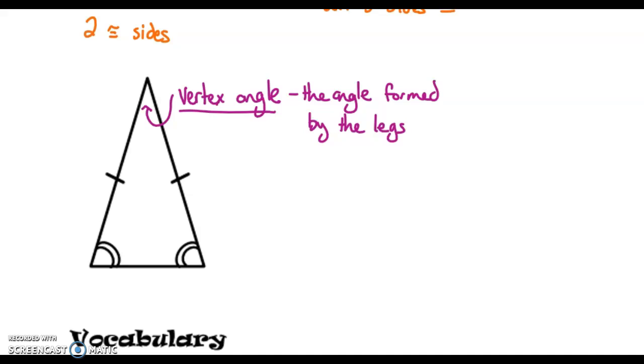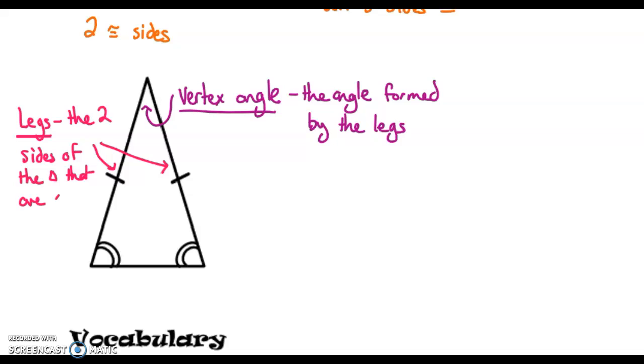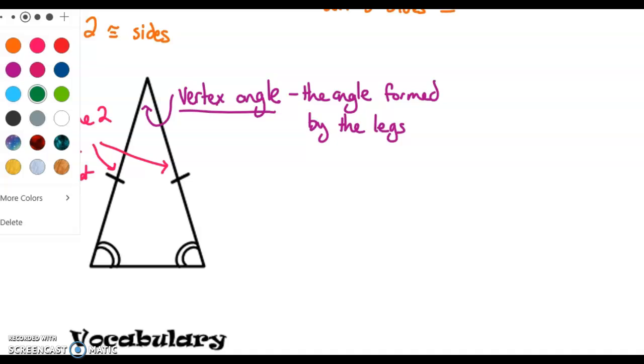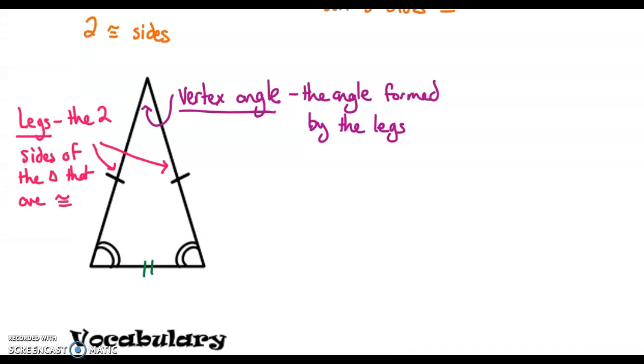Okay, the legs of the triangle are going to be the two congruent sides on an isosceles triangle. The ones that are congruent, they are called the legs of the triangle. So the two sides of the triangle that are congruent, those are called legs. So now the third side that's not part of the congruent ones, this one right here, it's going to be called the base.